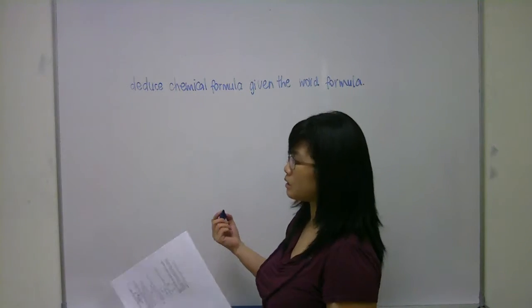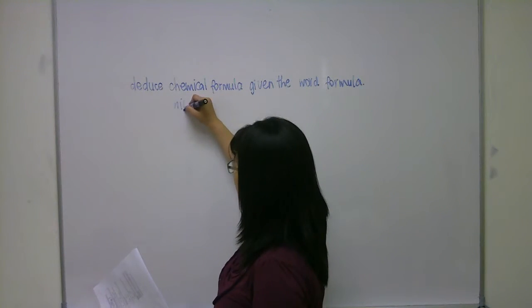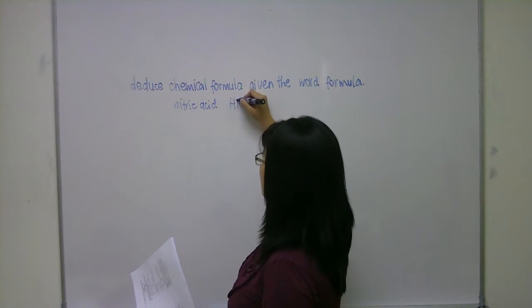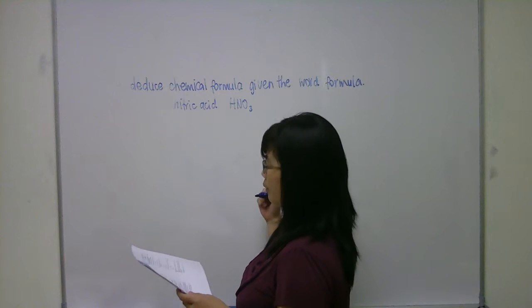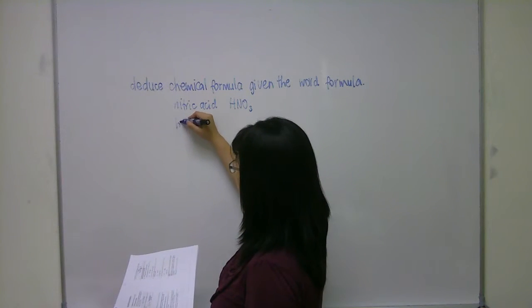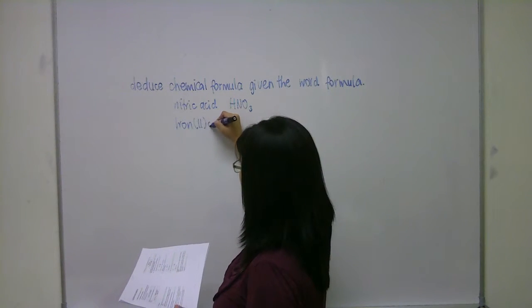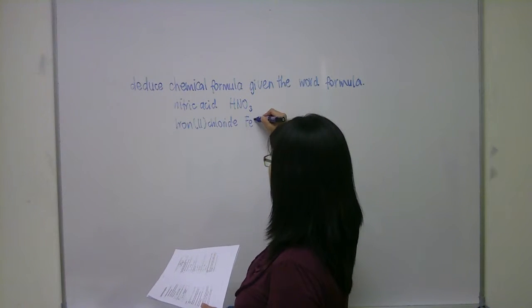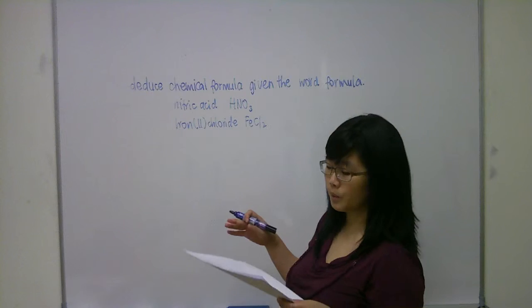Okay, for example, they need to know that when we say nitric acid, we meant HNO3. Or when we say it's iron 2 chloride, they know it's FeCl2. Okay, it's very important.